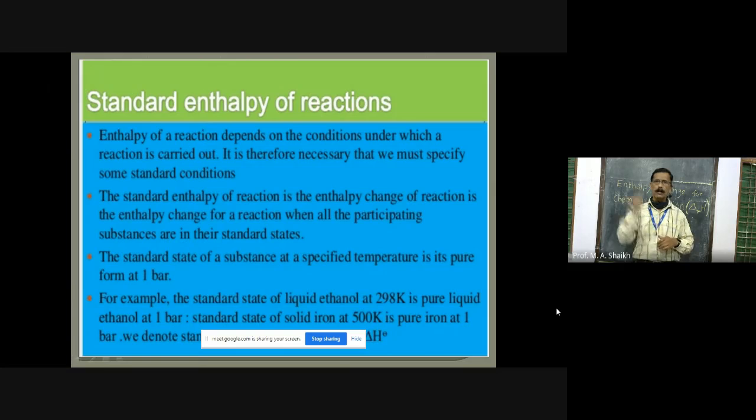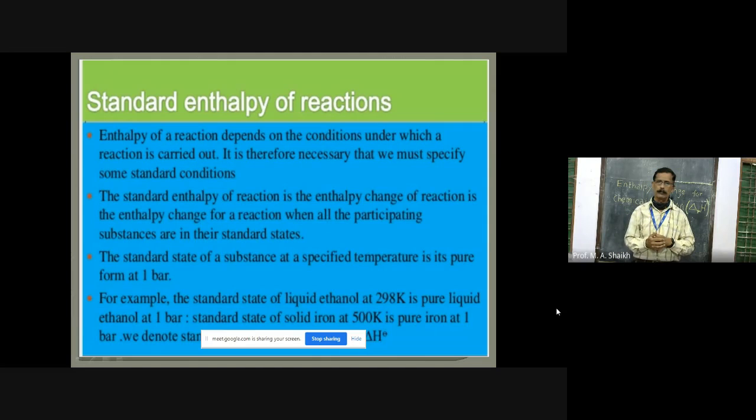Delta HR0, the standard enthalpy of reaction, is the enthalpy of reaction when the substances taking part in the reaction, that is reactants and products, are present in their standard state, and the conditions of temperature and pressure are also standard conditions.